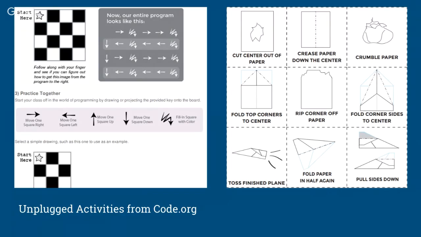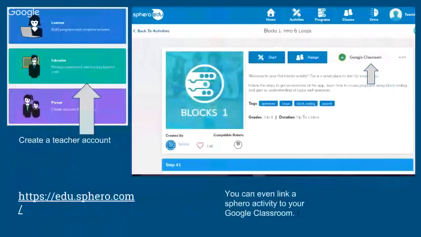Go to the search bar on Code.org, search unplugged activities, and they all come up and you can sort them however you want. This one is Spiro, which is the little robots. Edges.spiro.com. You have to have a teacher account, but they have ready-made lesson plans, ready-made codes.